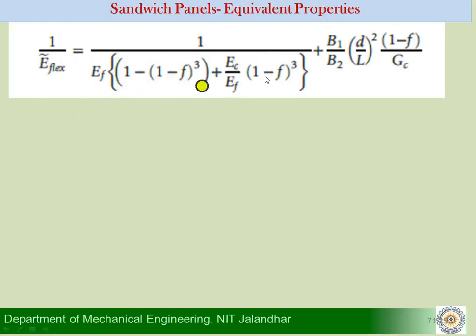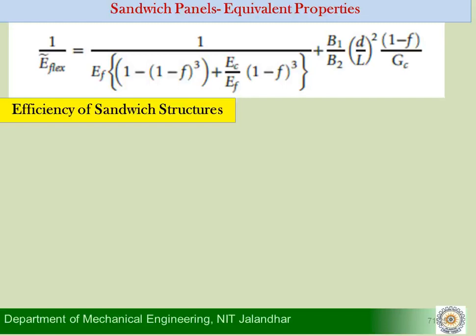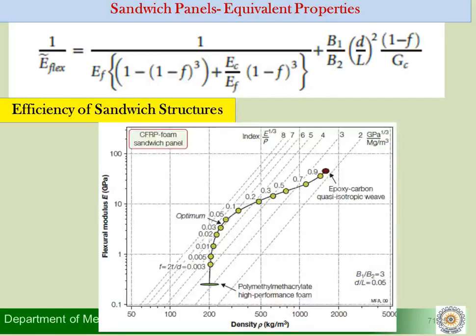And we have written it in terms of the properties of the core and the face, that is EC and EF, and the geometrical portion, which is in terms of F, the volume fraction of the face material, C1 and C2. As I already said, B1 is equal to C1, B2 is equal to C2, that is the loading conditions. D upon L, again a geometrical condition, and GC, again a mechanical property of the core material. And when I do that, we shall be able to plot something like this. I'll show you exactly how we can do this exercise, and then we can plot it.